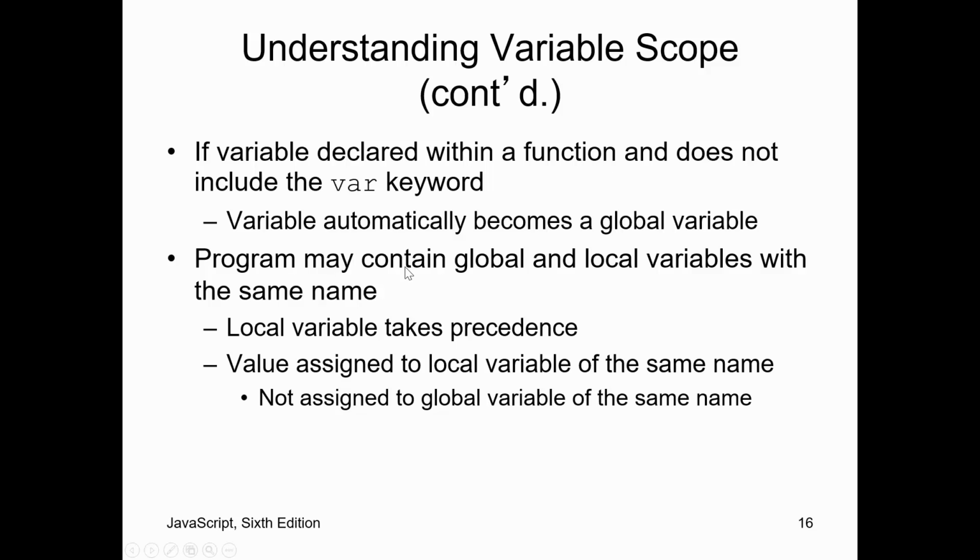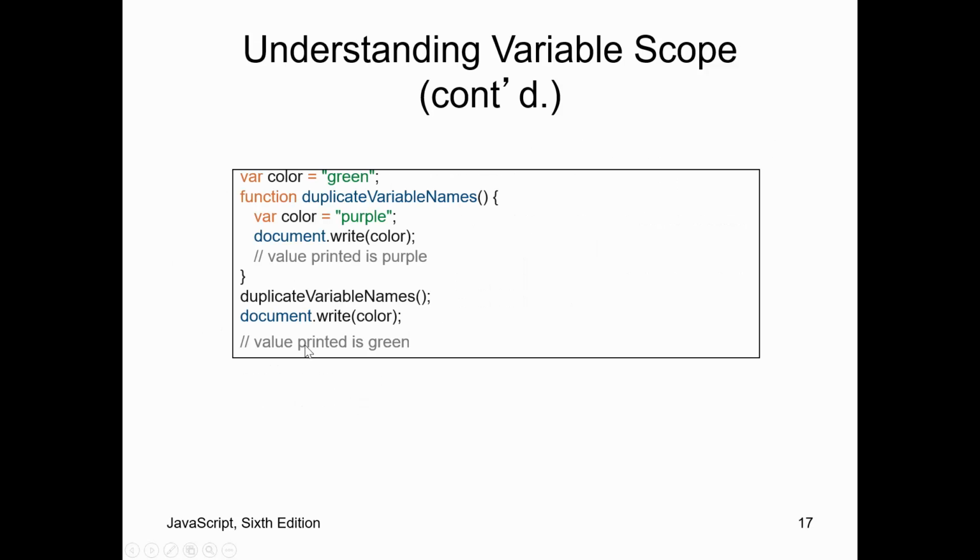Programs can contain global and local variables of the same name. The local variable takes precedence. All right, so this color right here, if I do this, just like we've got it here, this is going to write purple. Now, when we write it out here, it's going to write green because that color variable is only known inside here and we're not returning it. So the color green is what we use in here.